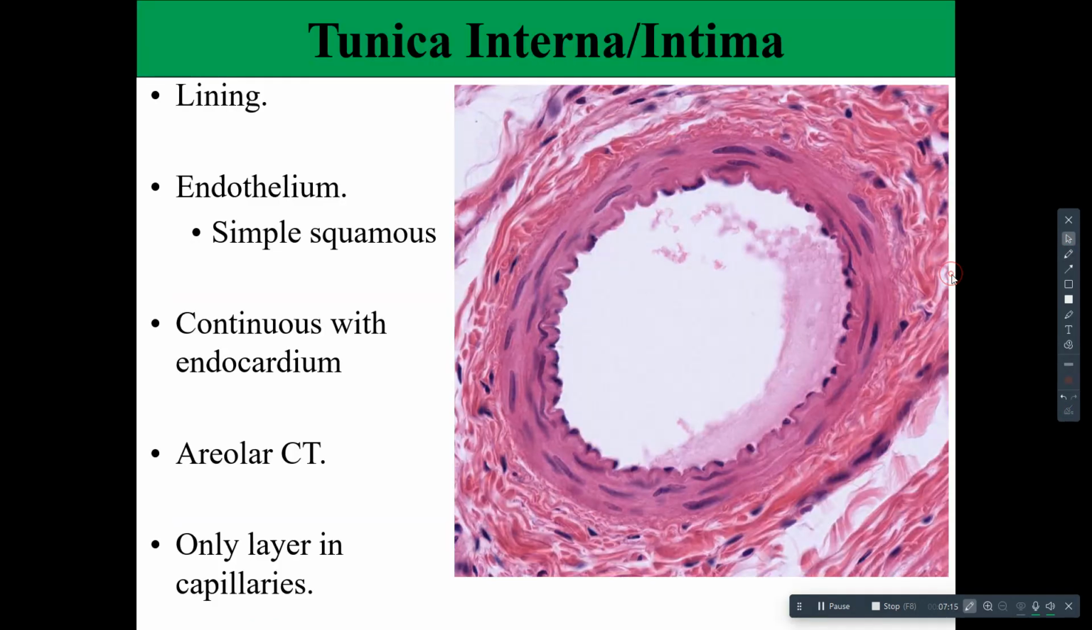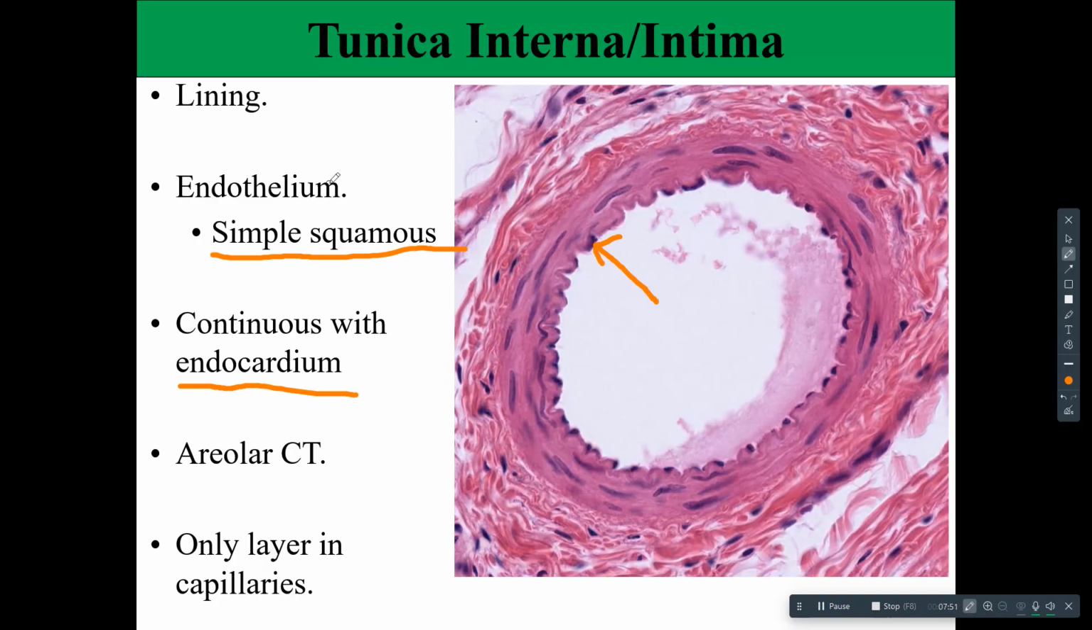And let's talk about those layers a little more. The tunica interna or intima. Intima is intimate with the blood. This is the lining. It is going to contain the simple squamous epithelium, which is called endothelium. Endo means within, thelium kind of means the room. So we're within the room, we're lining the room. This layer, this intima or interna, is continuous with the lining of the heart, which of course was the endocardium.